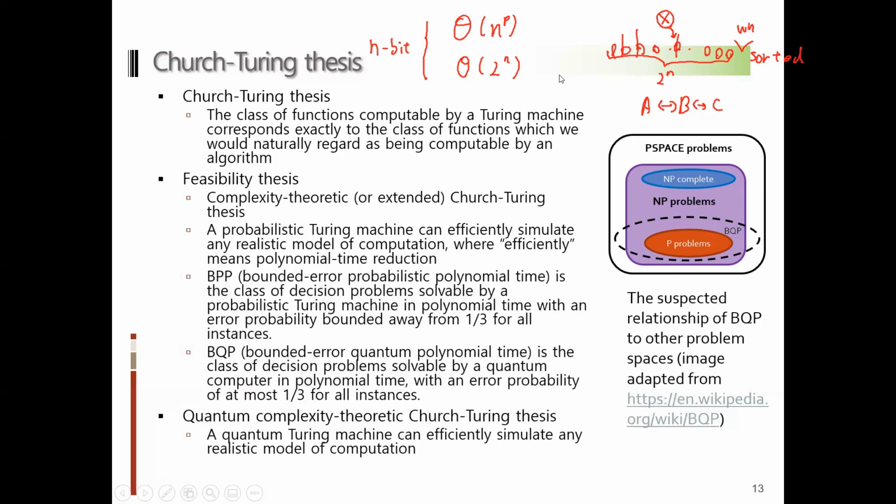Anyway, as I mentioned before, the Church-Turing thesis did not consider efficiency. So the extended Church-Turing thesis, or the complexity-theoretic Church-Turing thesis, actually considers efficiency.